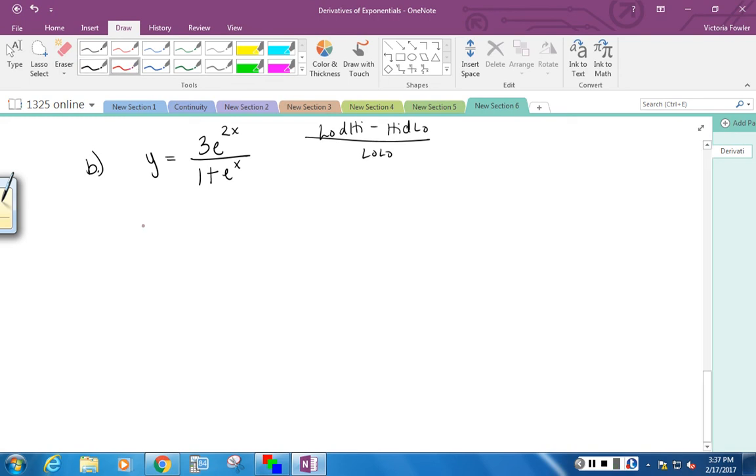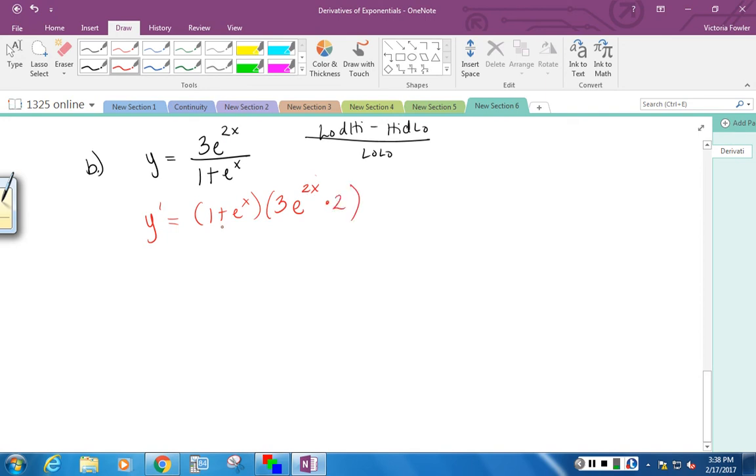And so, not rewriting the function, I'm taking the derivative. So I've got y prime here. I could write it as dy dx. So I go low, which is the quantity 1 plus e to the x, d high. Now I have to remember how to take the derivative of this numerator. The 3 is going to hang out. I'm going to rewrite e to the 2x because this is a composite function. I'm going to multiply by the derivative of the inner function, which is 2x. The derivative of 2x is just 2.